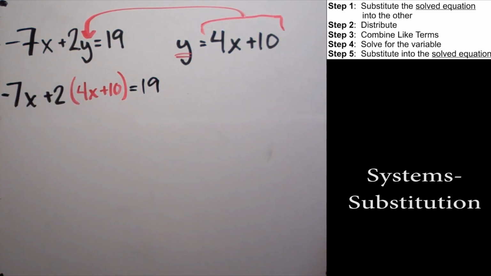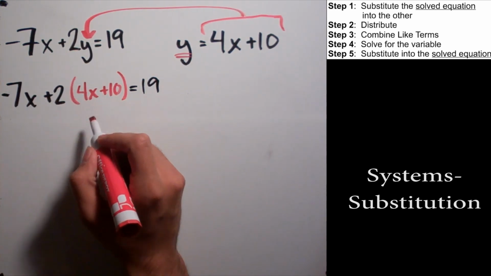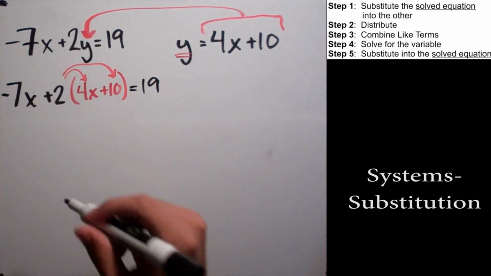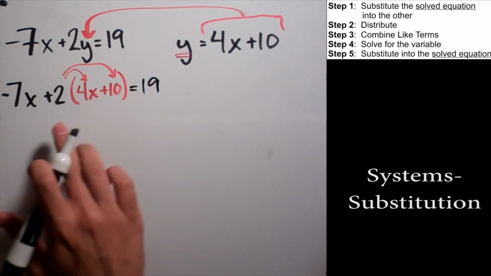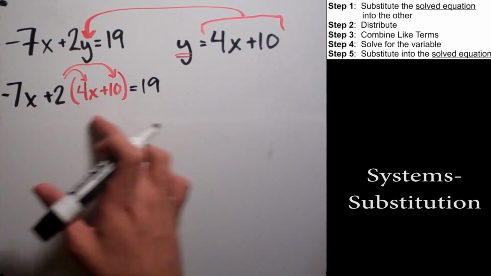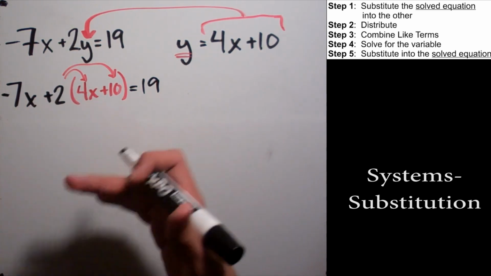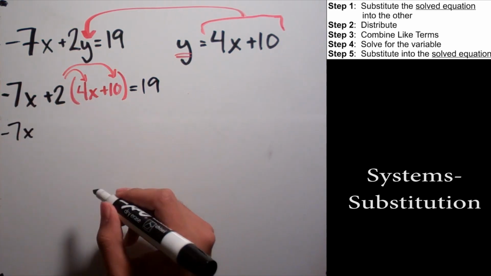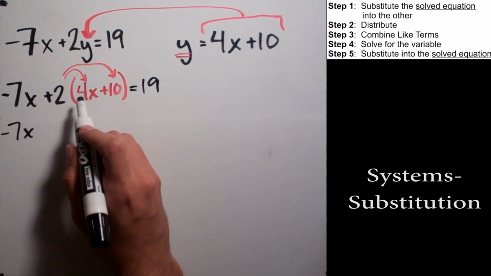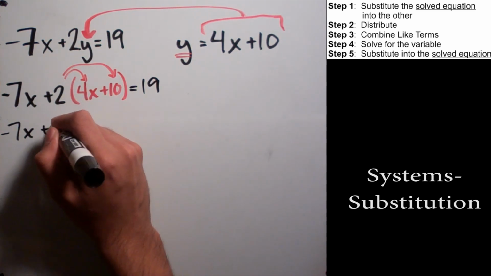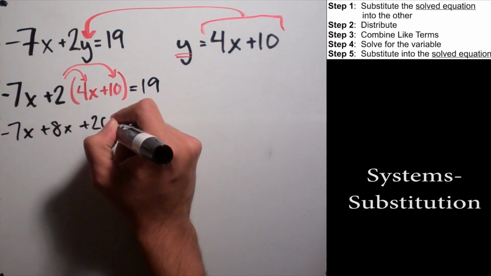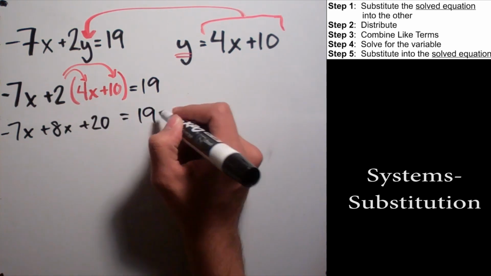Okay, now the second step after that was that we're going to distribute. We can see that we have 2 over here outside the parentheses, so I'm going to distribute that 2 to everything that's on the inside. First off, the reason that we substitute is because we want only one variable, and the one variable that we have is x. We want to solve for that. But let's distribute. So we have negative 7x, positive 2 times 4x is a positive 8x, and positive 2 times 10 is a positive 20, and that's equal to 19.